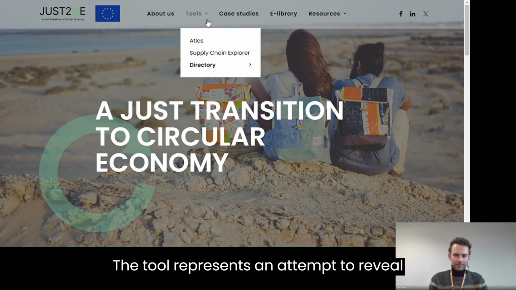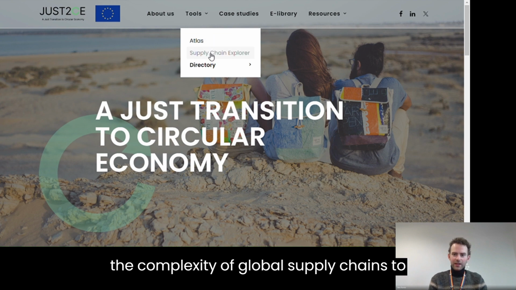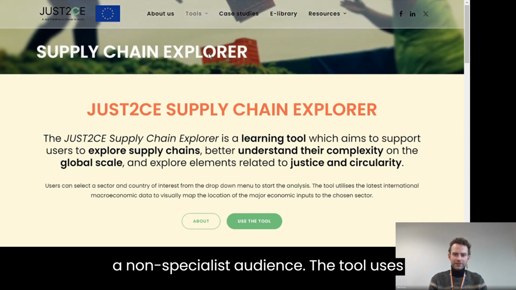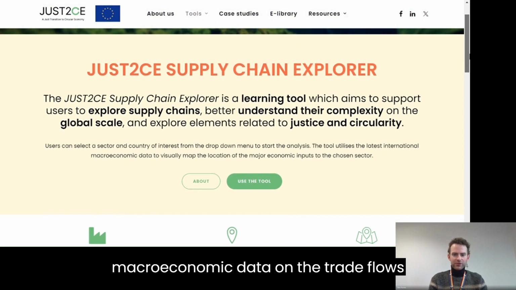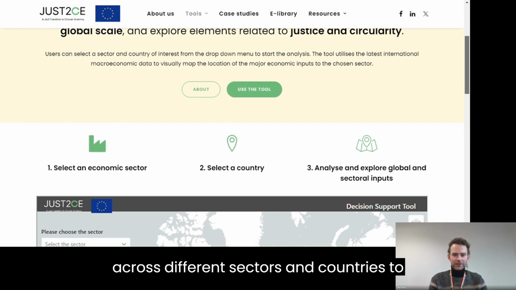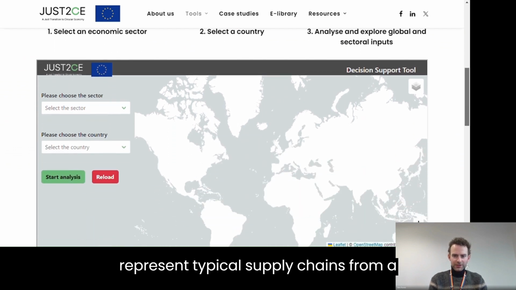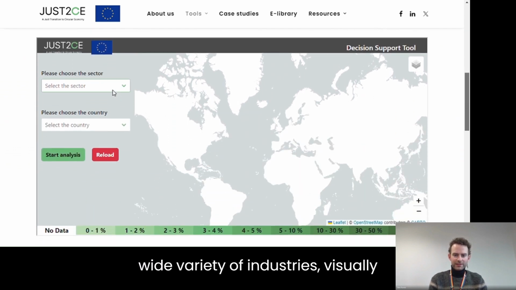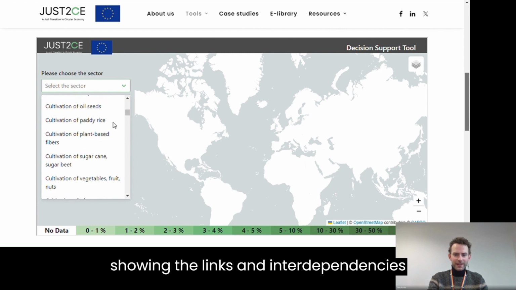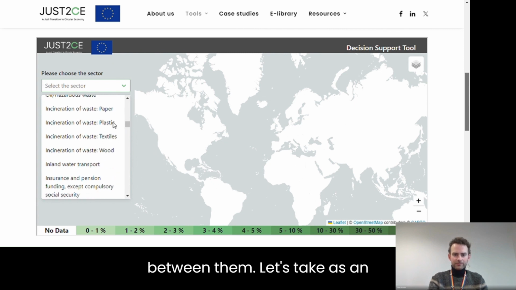The tool represents an attempt to reveal the complexity of global supply chains to a non-specialist audience. The tool uses macroeconomic data on the trade flows across different sectors and countries to represent typical supply chains from a wide variety of industries, visually showing the links and interdependencies between them.